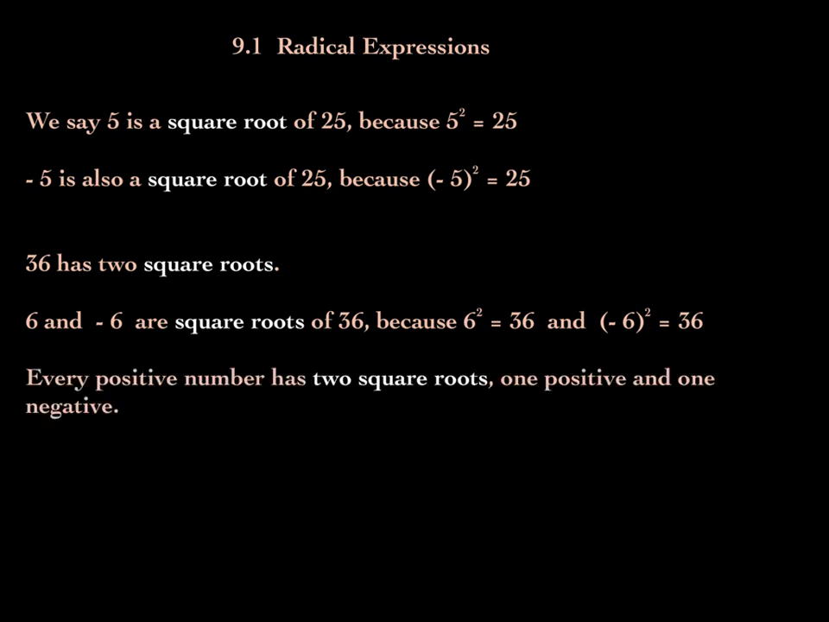So what we're noticing is that positive numbers have two square roots. For example, what are the square roots of 100? 10 and negative 10. That's right. So every positive number has two square roots. One of them is a positive square root, and the other is a negative square root.